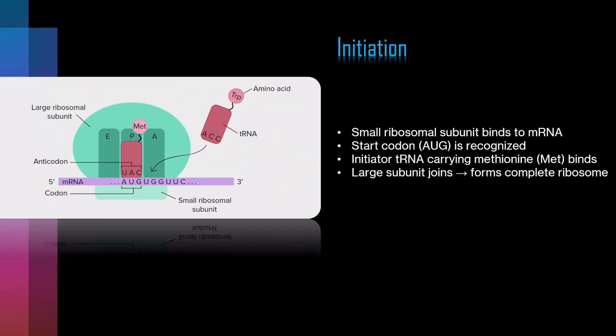So the first step in translation is initiation. In the initiation step, the small subunit of the ribosome binds to the mRNA. Now there will be a start codon, AUG. AUG is known as the start codon that is recognized. Then the initiator tRNA carrying a methionine binds to this mRNA. Now the larger subunit joins and forms the complete ribosome.